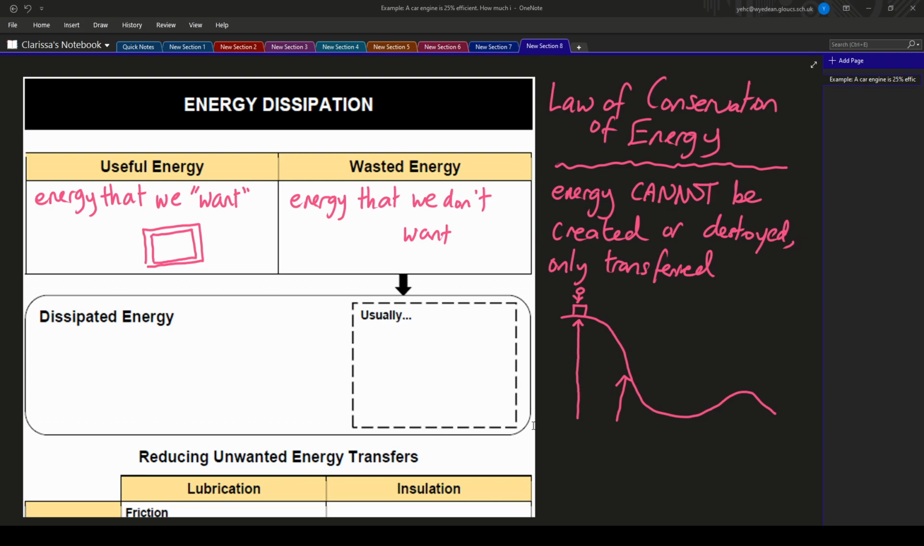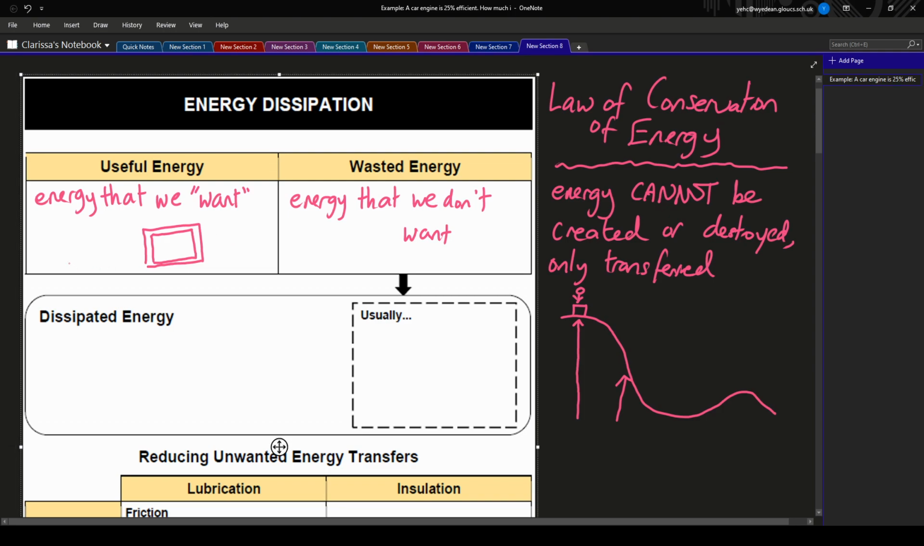Spot on, Lauren, Tom, well done. We want light and sound.